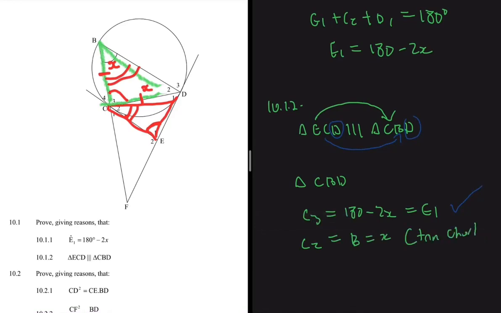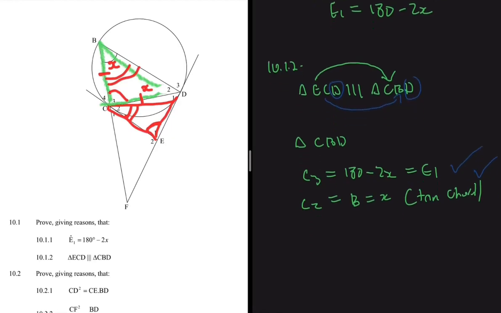Tan-chord theorem, right? Now we've proved that two angles are equal in these two triangles. So the third angle, without proving it, we already know is equal, because those angles should all add up to 180, right? So now we are basically done. We can conclude that indeed triangle ECD is similar to triangle CBD. Pay attention to the letters next time you solve this kind of problem.